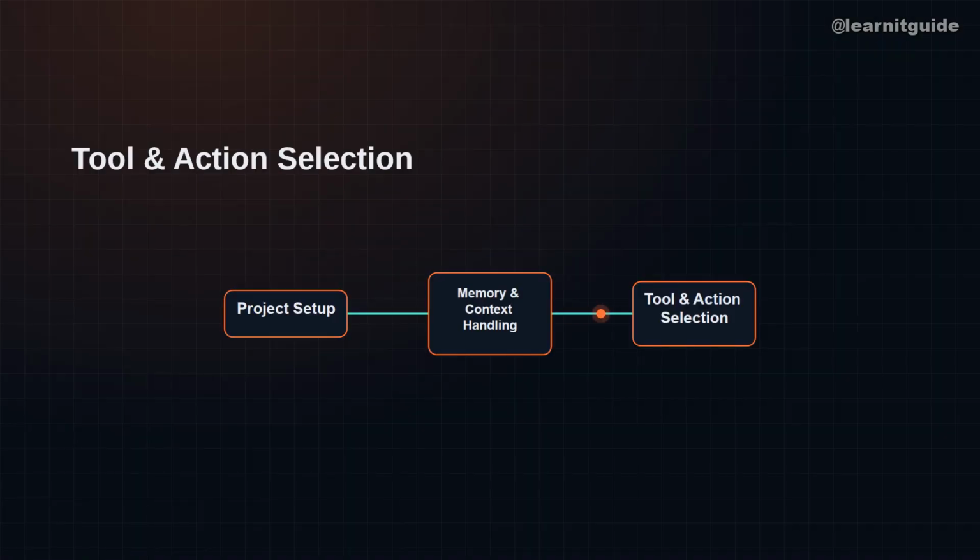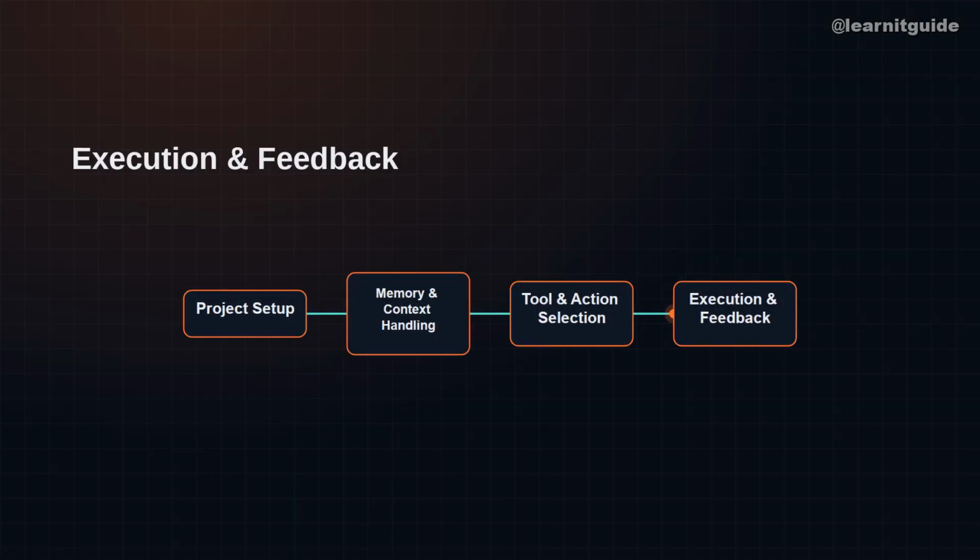With the project setup and memory systems in place, the next stage is tool and action selection. We connect the necessary APIs, databases, or platforms, teach the agent how and when to utilize them, and build the required planning and routing logic. Finally, we arrive at execution and feedback. The agent executes one or multiple actions, validates whether the outcomes remain on track, and loops through the plan until the task is successfully completed.